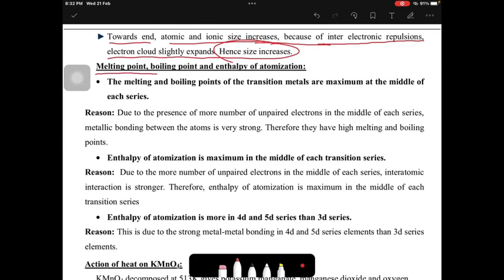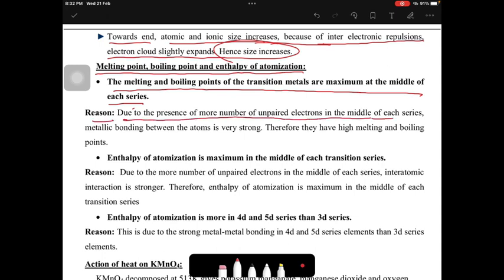Next one, melting point, boiling point and enthalpy of atomization. The melting and boiling points of transition metals are maximum at the middle of each series. Reason: due to the presence of more unpaired electrons in the middle of each series, metallic bonding between the atoms is very strong. Therefore, they have high melting and boiling points.